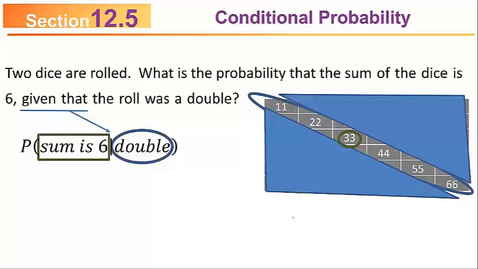Out of those remaining 6 choices, only one has a sum of 6, and that's 3,3. 3 plus 3 is 6, so the probability is 1 out of 6, or 1/6. See how this works? If you can think it through, you don't really have to memorize the definitions. You just have to understand what the condition does to the sample space.